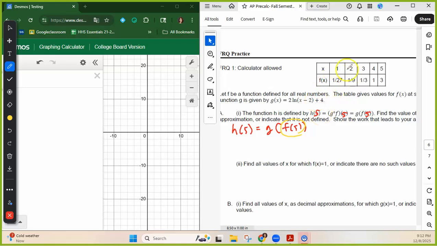Which one is f again? Is that the table or the function? The function f is the table. So when the input is a 5, the output value is going to be 3. So this is 3 right there. Now you go next, which is g of 3. What is g? Right here.